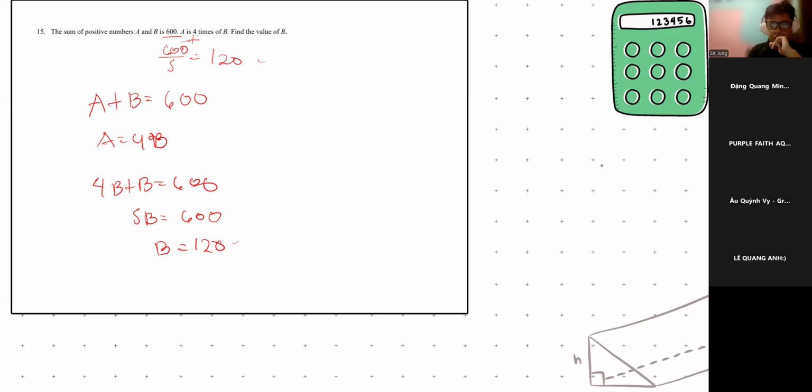Does it work for every number? So let's say this is 5 times. Again, you just need to add 1. 5 plus 1 is equal to 6. So 600 divided by 6 should be equal to 100. The answer would be 100. If we use algebra, A is equal to 5B, 5B plus B is equal to 600. So that should be equal to 6B. B is equal to 100. So the same answer.